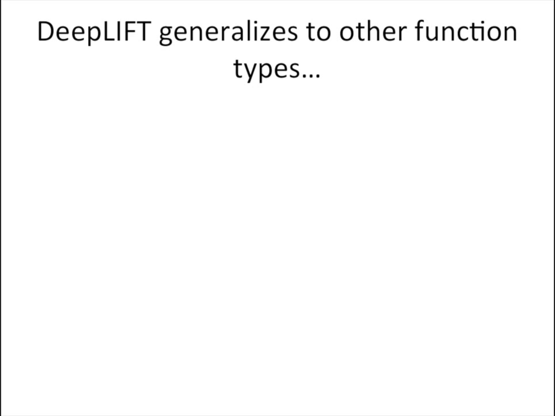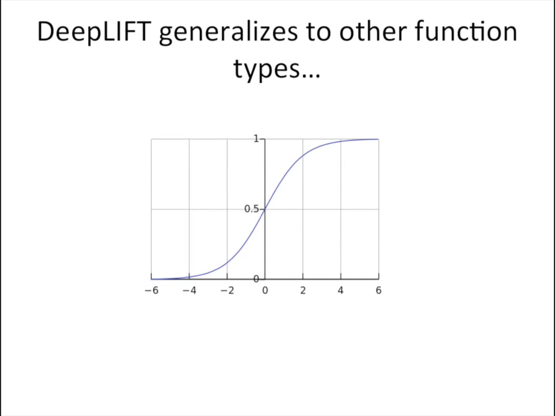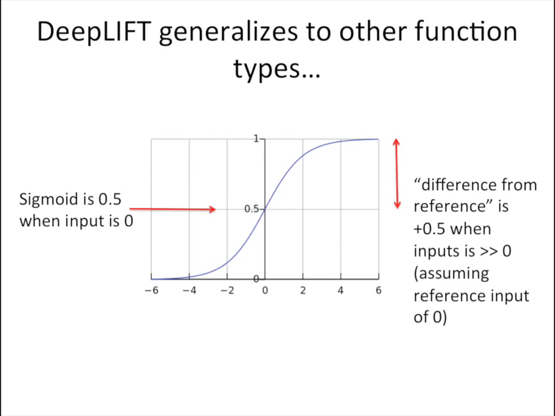One nice thing about the DeepLIFT approach is that it generalizes to all activations. Consider a sigmoid and imagine the reference input is 0. When the input is very large, the gradient is near 0, but the difference from reference would be positive 0.5, even though the gradient has saturated. Sigmoid functions are often used as gating units in recurrent neural networks, so a DeepLIFT-based approach could prove especially useful in such contexts.